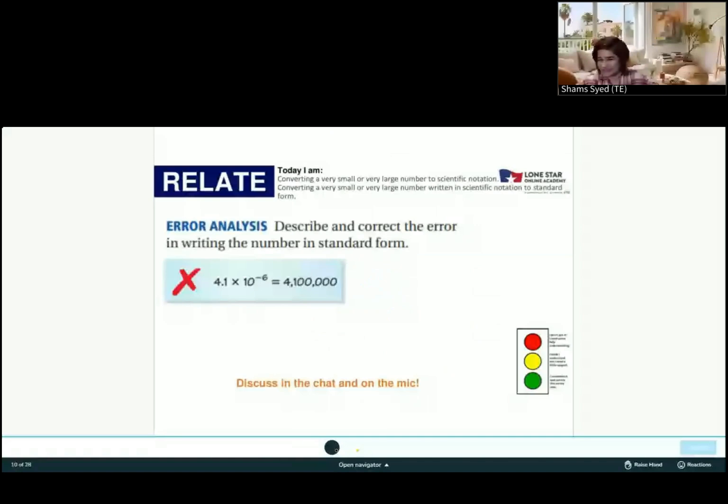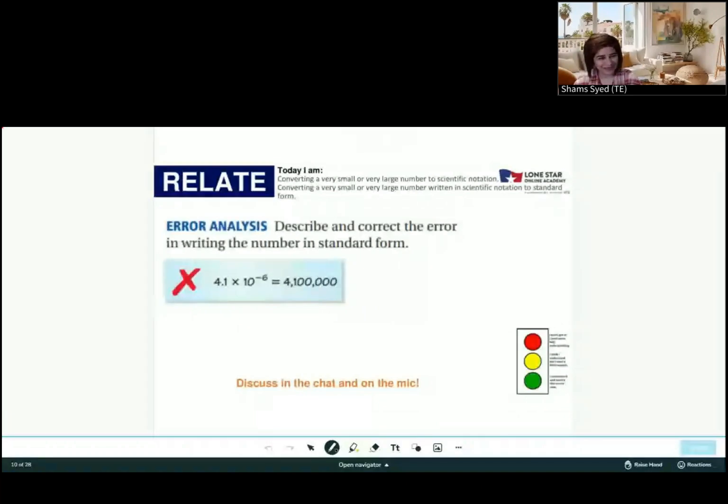Here's error analysis. You guys know we are at a higher order of thinking when we are analyzing somebody's errors. Describe and correct the error in writing the number in standard form. They give us the scientific notation 4.1 times 10 to the power of negative 6, and we want to see what error the student made when writing it in standard form. Okay, everybody get started.